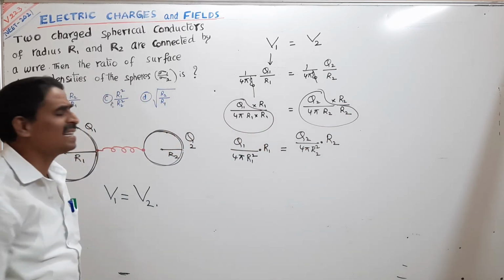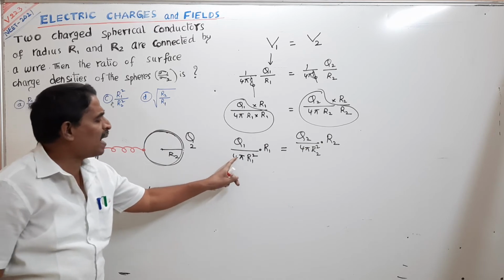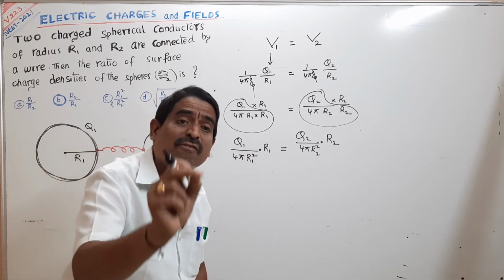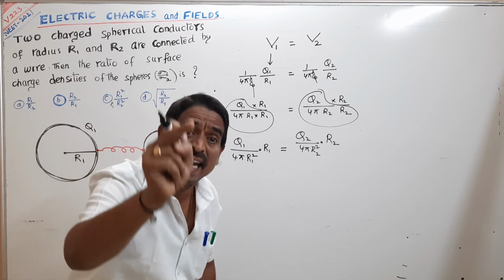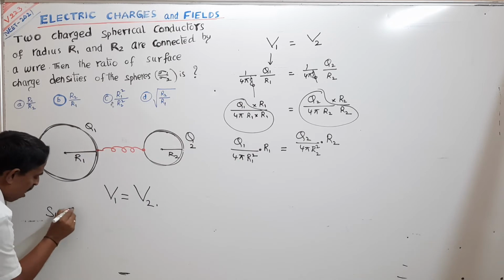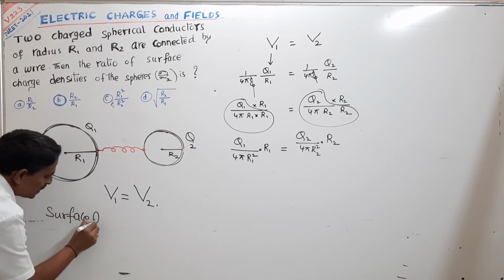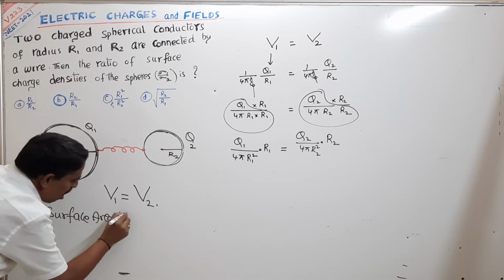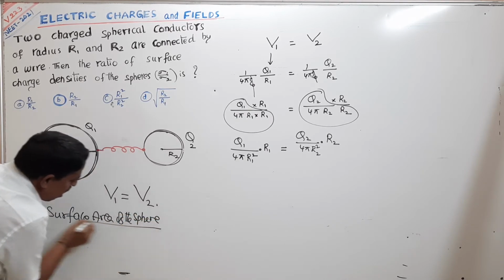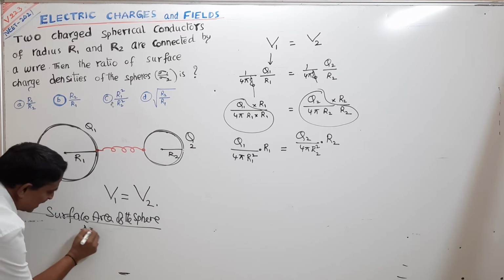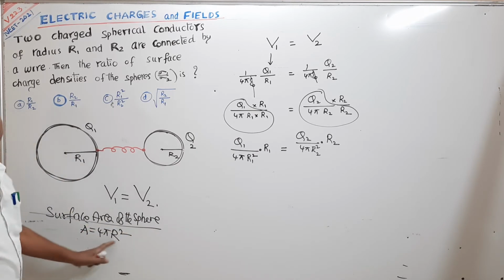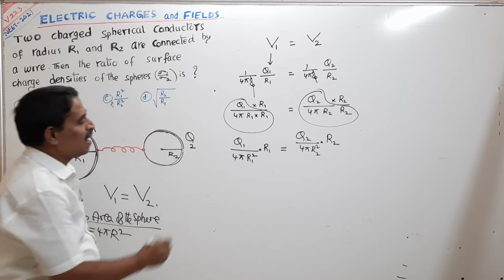Now please listen. 4 pi r square is the formula for the surface area of the sphere. A is equal to 4 pi r square, the surface area of the sphere.